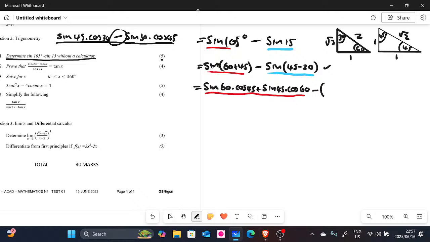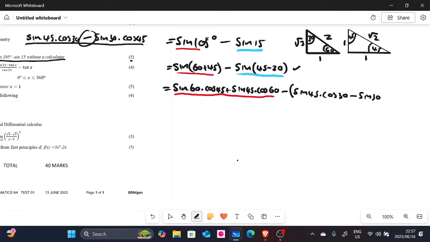It's going to be sine 45 multiplied by cos 30, minus, since we have a minus in the middle there, and then we're going to have sine 30, and then a cos 45. Did we expand in the correct way? Let me see. Yes, we did, guys.